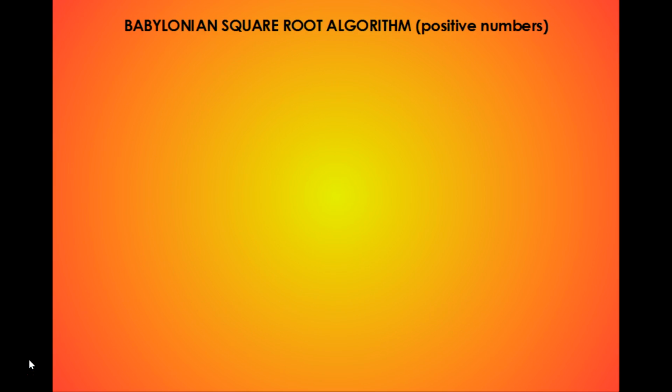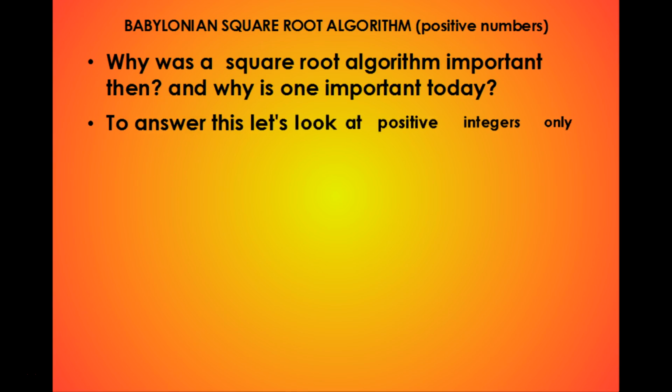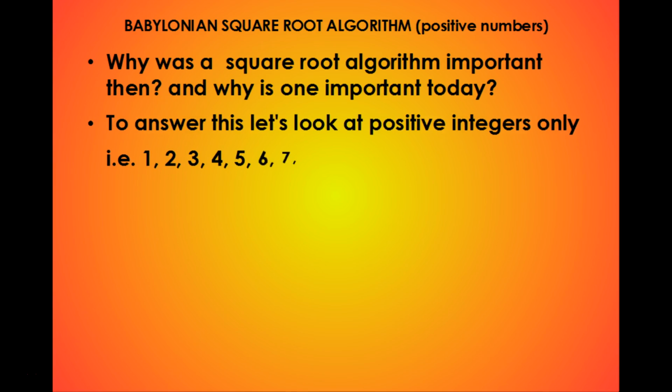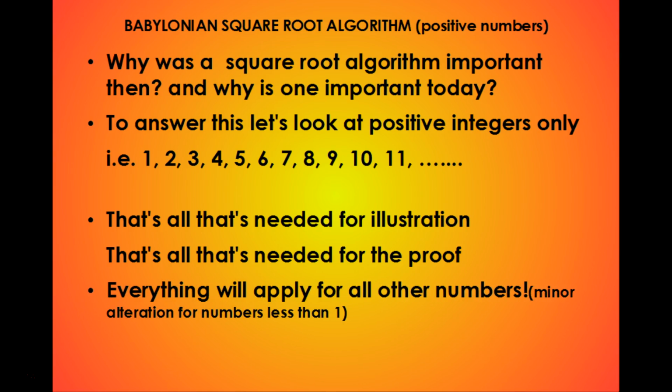Now, one thing you can ask is, why was a square root algorithm important to the Babylonians, and why is one important today? A good way to answer this is to look at positive integers only. That's 1, 2, 3, 4, 5, 6, 7, etc. And that's all that's needed for illustration and for the proof. And when you look at other numbers besides positive integers, there will be just a minor alteration for numbers between 0 and 1. Everything will apply.